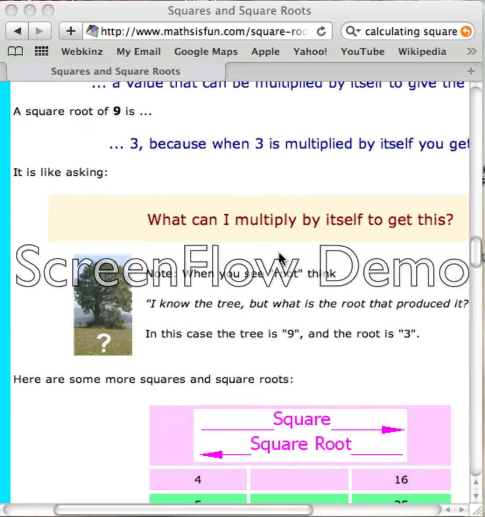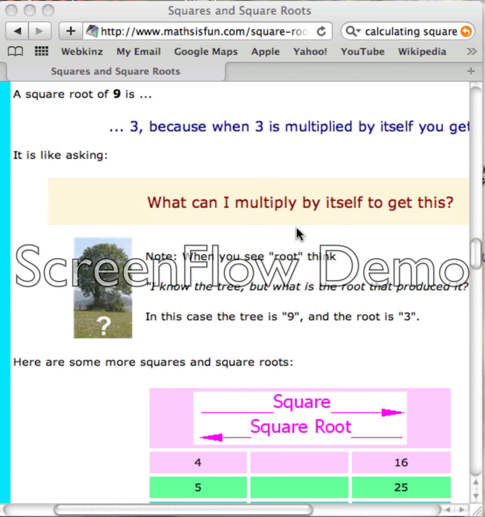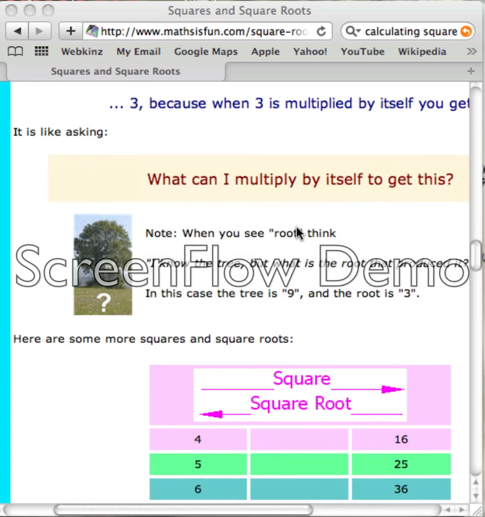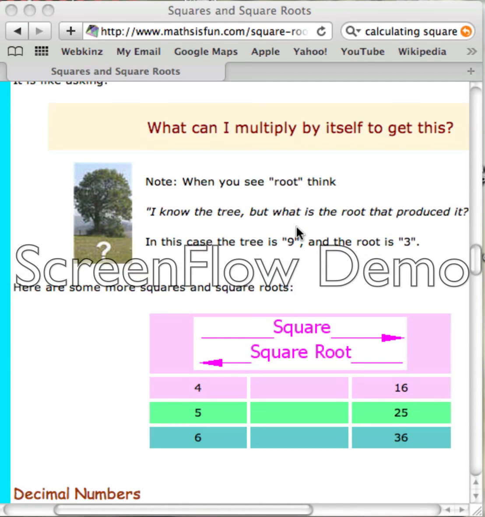It is like asking, what can I multiply by itself to get this? When you see root, think, I know the tree, but what is the root that produced it? In this case, the tree is 9, and the root is 3.